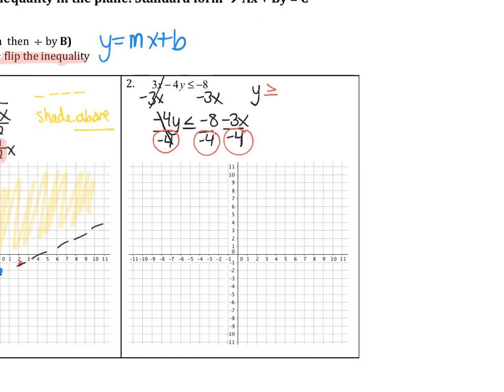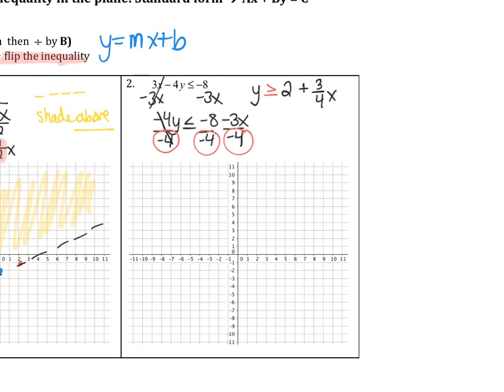So we have y greater than or equal to, negative 8 divided by negative 4 is 2, and then negative 3 divided by negative 4 can't be done. So I'm going to leave it as a fraction because it's helpful to me for my slope, except a negative divided by a negative is a positive, so I'm going to change this to a plus 3/4 x.